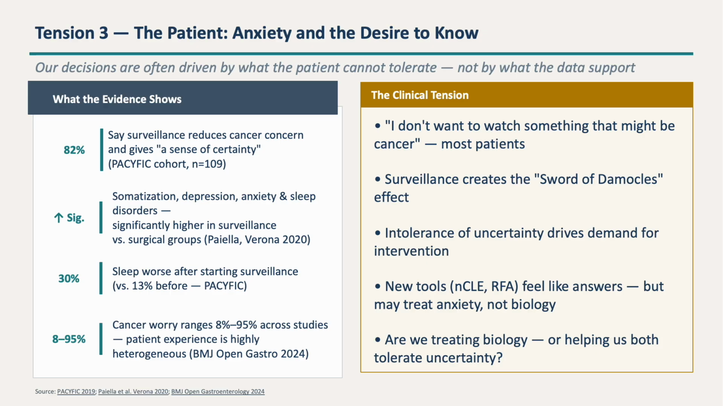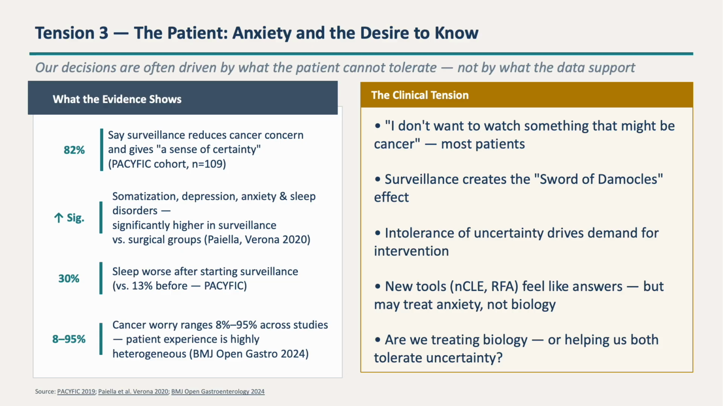In a 60-year-old who has got a 2.5 centimeter cyst, he said, "I don't want to deal with this. Just take it out." And that goes against the surgeon, or this one that is a low-grade dysplasia, but it's the patient's intolerance of uncertainty. So in this study, 82% say surveillance reduces cancer concern and gives them a sense of certainty. Somatization, depression, anxiety, and sleep disorders were significantly higher in surveillance versus surgical groups.